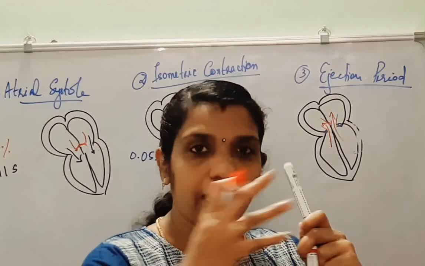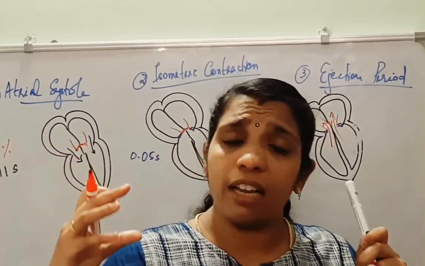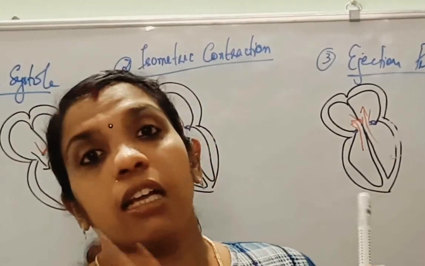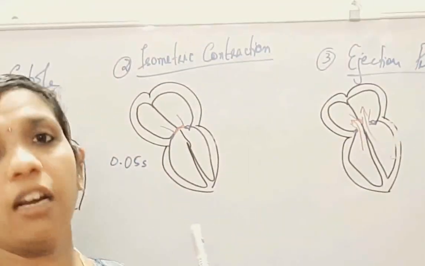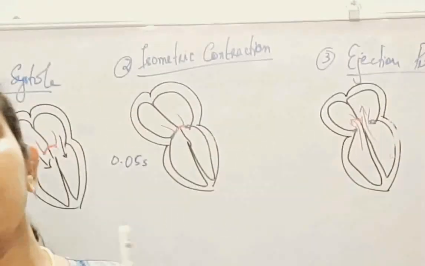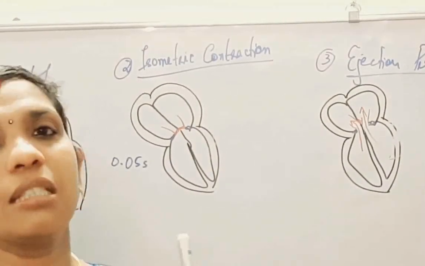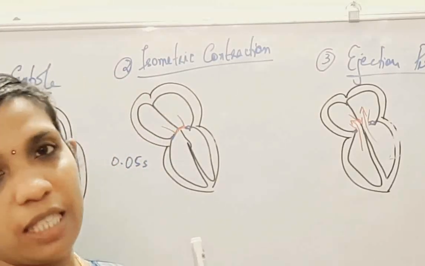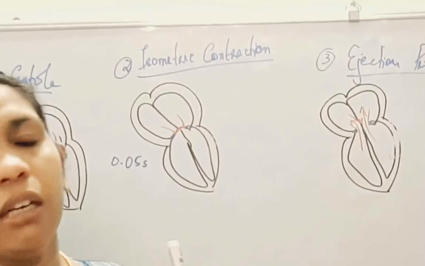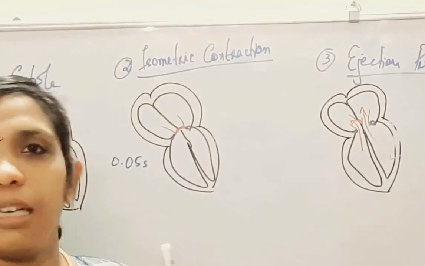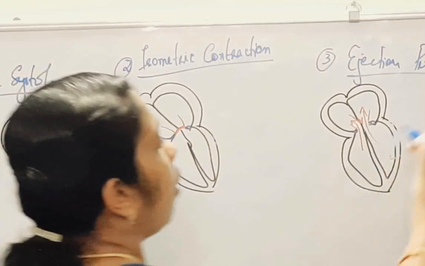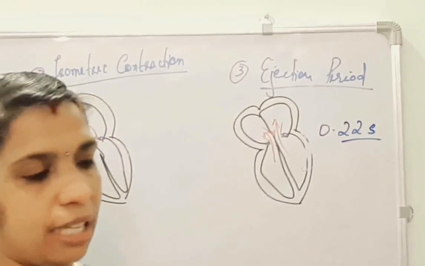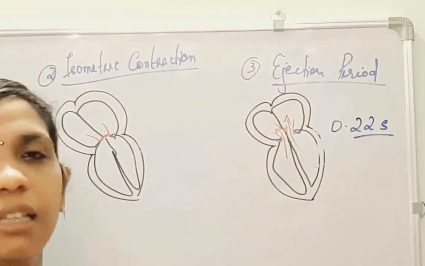Ejection means the blood in the ventricles is ejected towards the blood vessels. There are two components in the ejection period: rapid ejection and slow ejection. Rapid ejection is the first stage, where 70% of the blood is ejected towards the blood vessels, and in slow ejection the remaining 30% is ejected. The time taken for this ejection period is 0.22 second. You understand? So these are the first 3 steps.